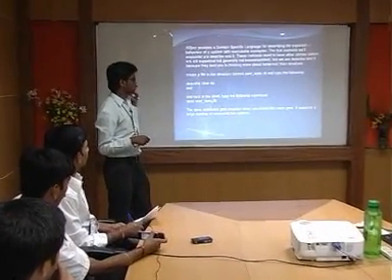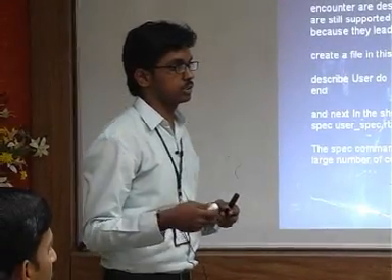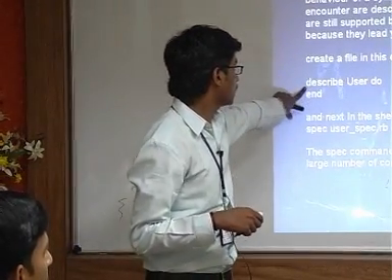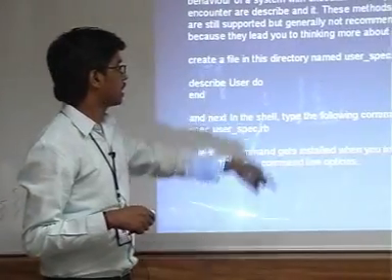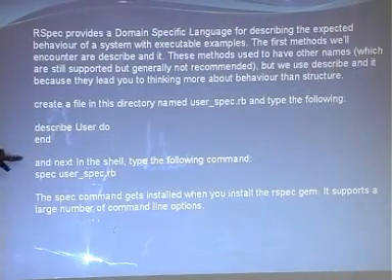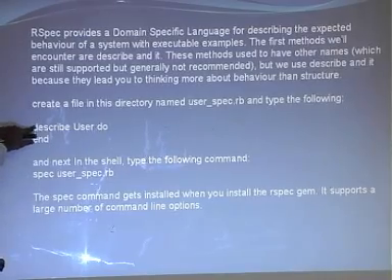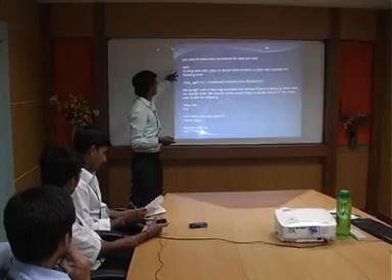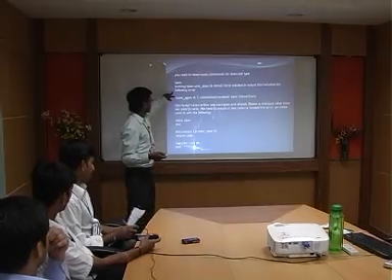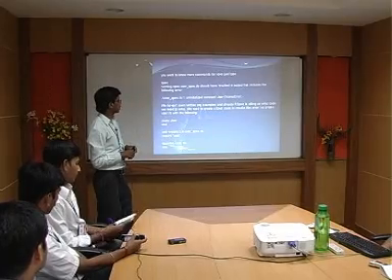To explain the behavior of a Rails application, I would like to use a small example with user roles. One user can have many roles. Create a file in this directory named user_spec.rb and type the following: describe User do. The spec in this method needs no initialization. To know more, run the spec command: rspec user_spec.rb. You will get output that includes the following.